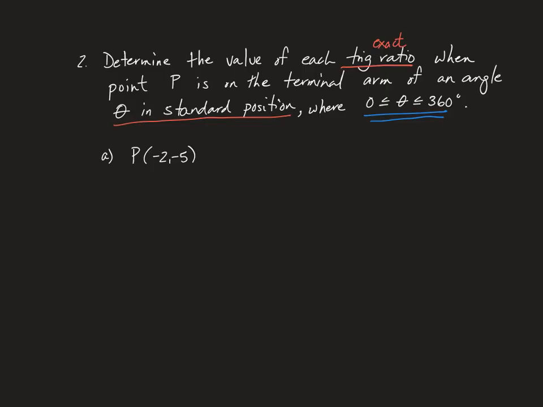What that restriction states right there is one positive rotation. So if we can get to the point where we read that restriction not as theta is greater than or equal to 0 and less than, but instead translate it to the blue statement, one positive rotation, then I think that's going to give us some greater context. So you need to come up with the value of each trig ratio when point P is on a terminal arm, if we rotate from standard position, and we're only doing one positive rotation.